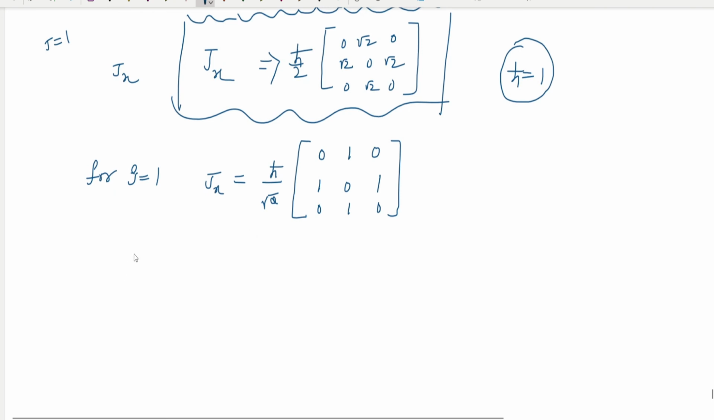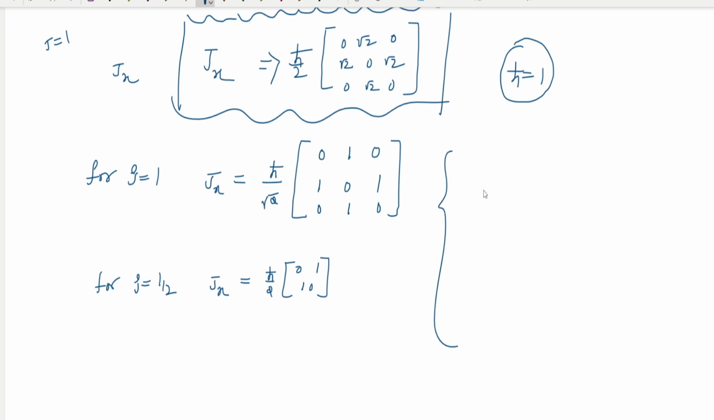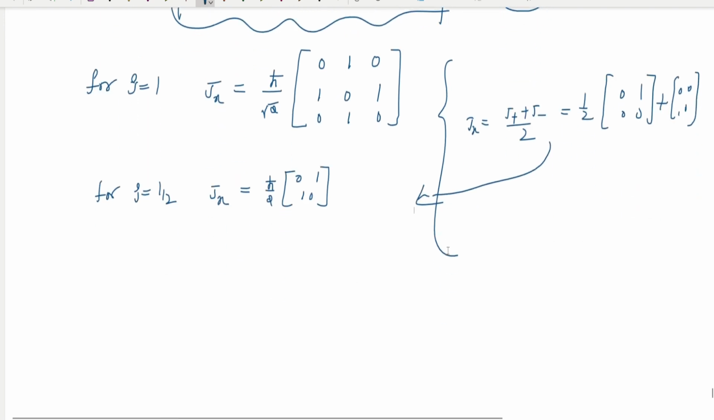Next, for J equal to 1 divided by 2, the Jx matrix. If you try to add these things, then you can get this answer: 0, 1; 1, 0. So here I'm going to write this. Jx equal to half of J plus plus J minus, right? This 1 divided by 2 is there already here. Then J plus for half is 0, 1; 0, 0, and plus J minus is 0, 0; 1, 0. Then you can add this.